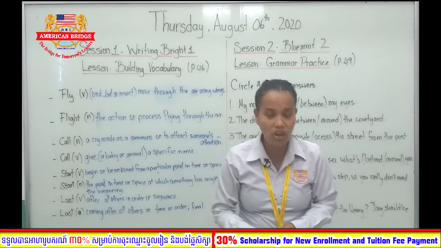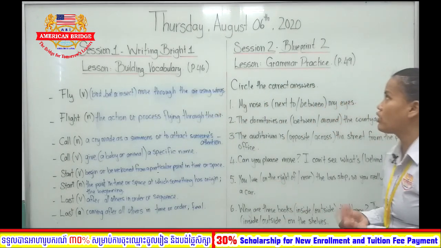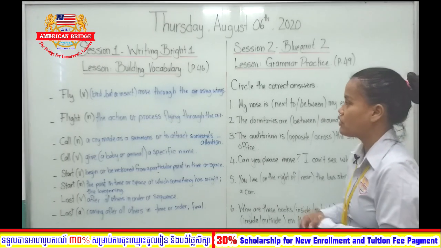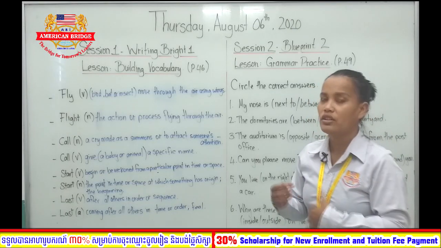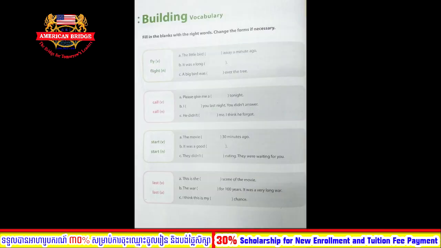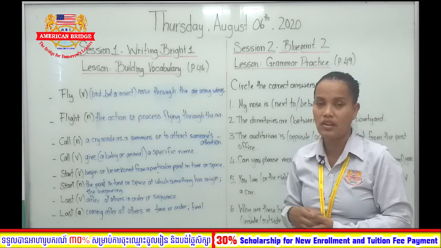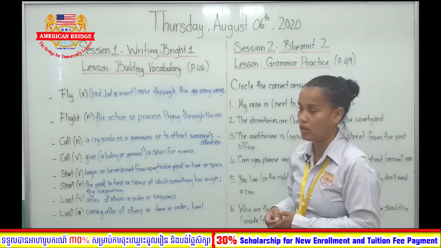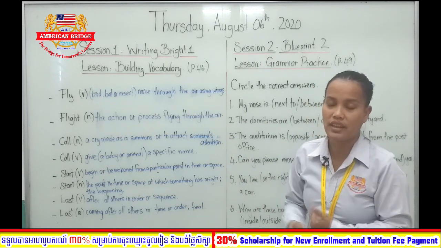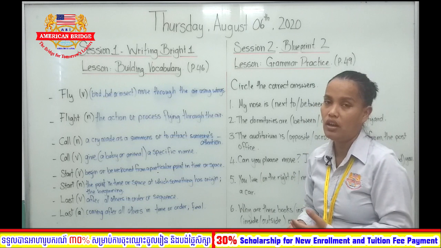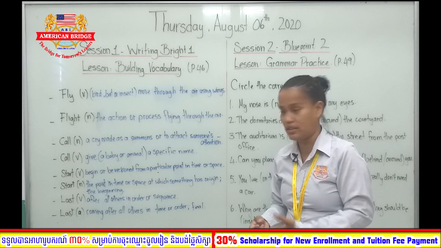All right, so what are we on today? Yeah, that's right. We're on Thursday, August 6, 2020, right? So for session 1, we're going to be covering Writing Bright 1. Today we're doing a quick session on building vocabulary on page 46. But the building vocabulary part is more like an exercise, so it will be part of your classwork or part of your homework, okay? Today we're just going to do some quick vocabulary, understanding its definitions, what each word really means, and whether they are verbs, nouns or adjectives, okay?